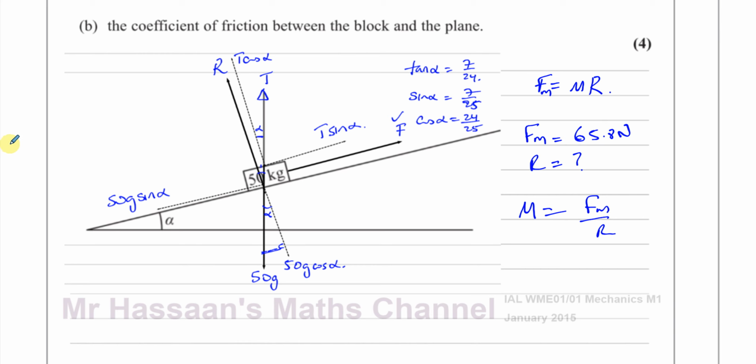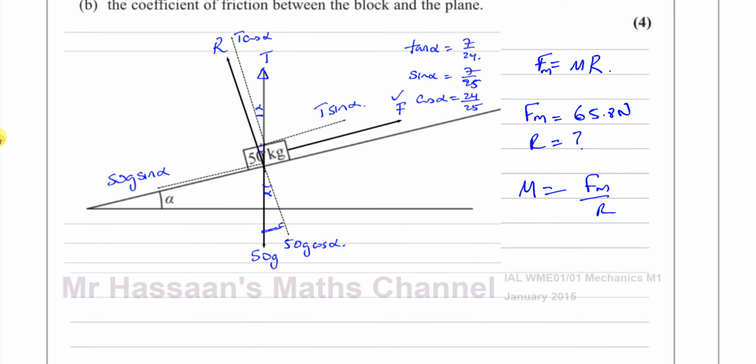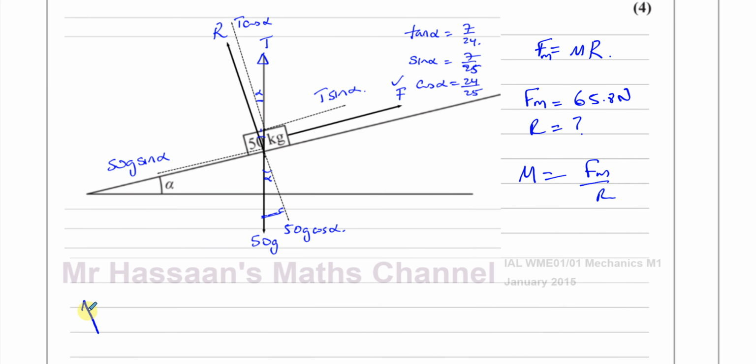So now our next objective is to find what R is, the reaction force. If we find R, then we can find mu. Let's resolve these forces perpendicular to the plane. I have R acting perpendicular upwards. Then I have plus T cosine alpha, the component of the tension, also acting upwards in the same direction as R. This is the component of the weight acting downwards. It's in equilibrium, so it's not moving up or down.